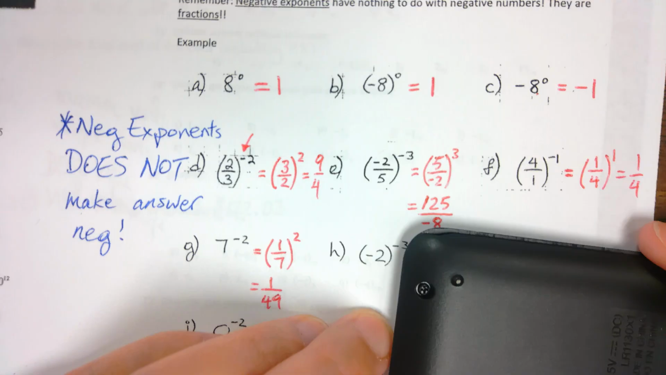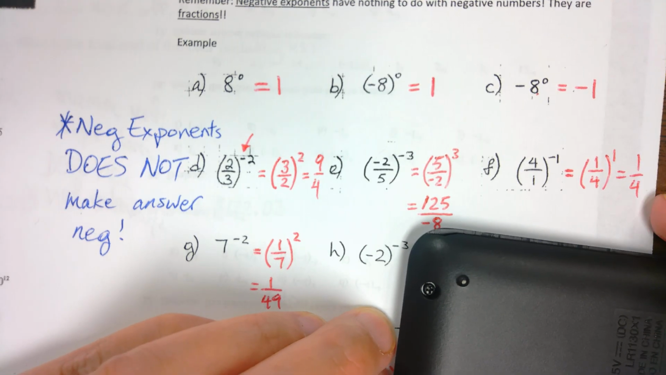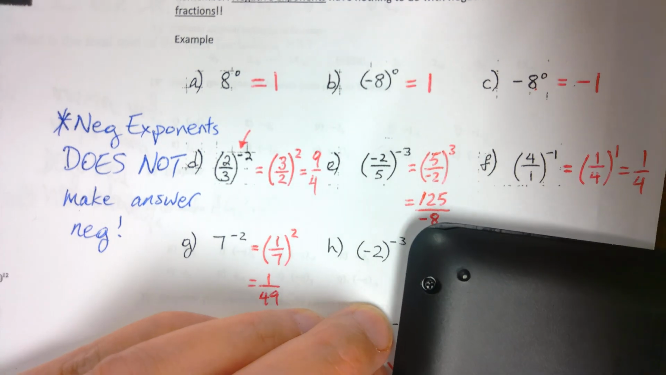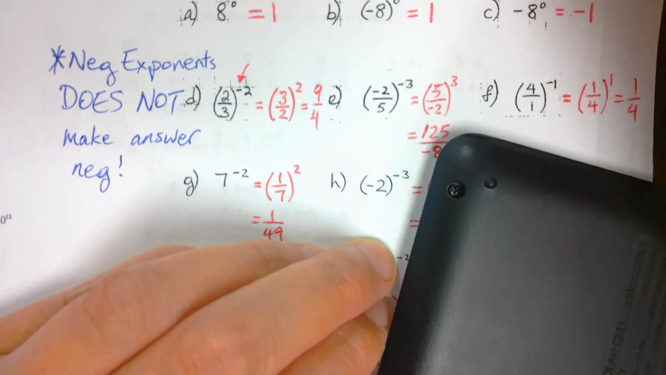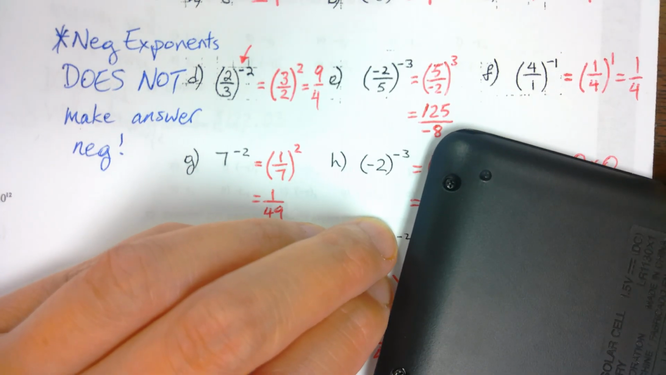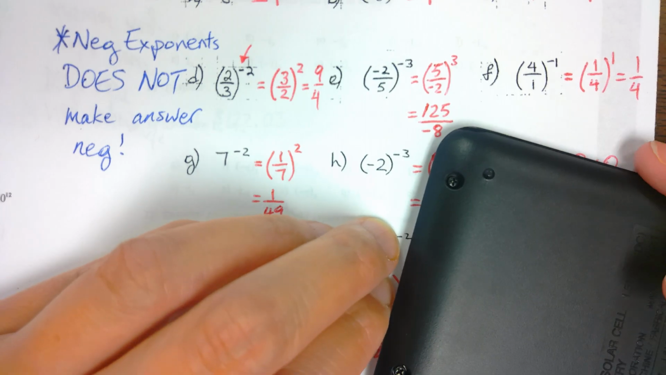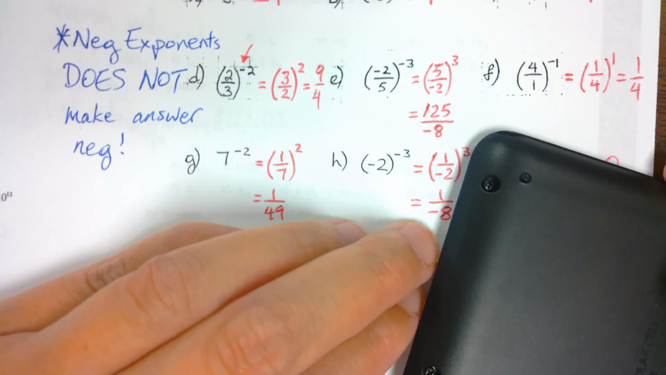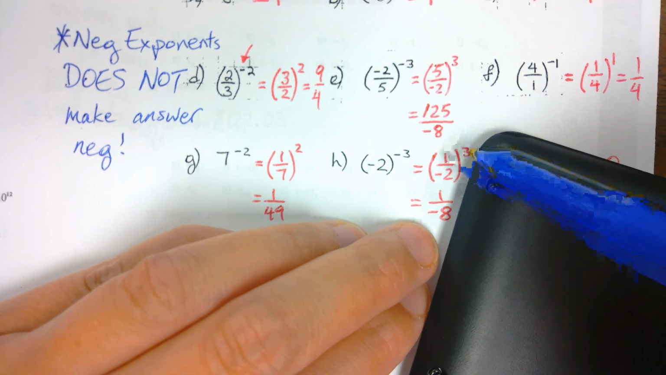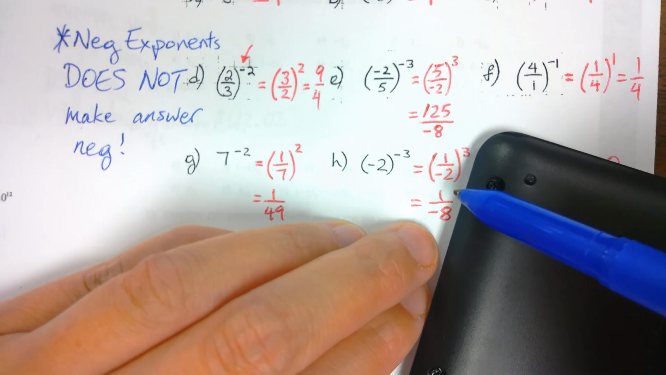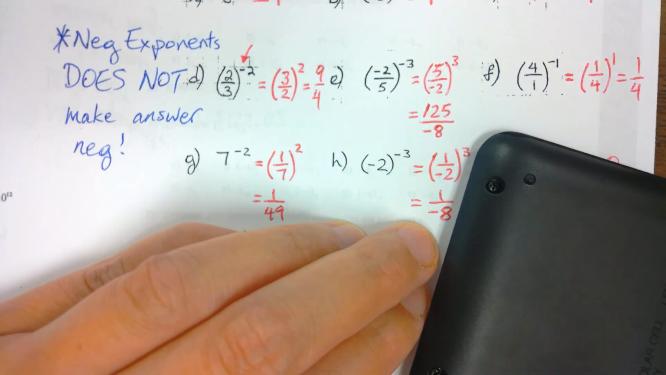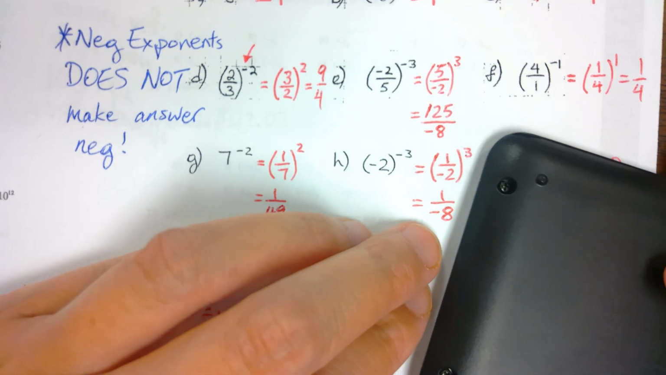Okay. -2 to the power of -3. What's my base? -2. So if I flip it, -1/2 or 1/-2. All right, doesn't matter where that negative is. And then so when you cube it, 1 times 1 times 1, you get 1. -2 times -2 times -2, you get -8. Again, I don't care where that negative is, as long as the fraction is negative.